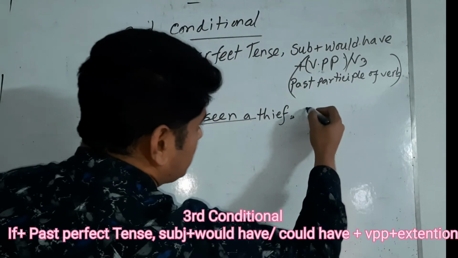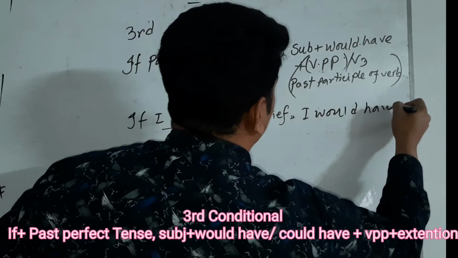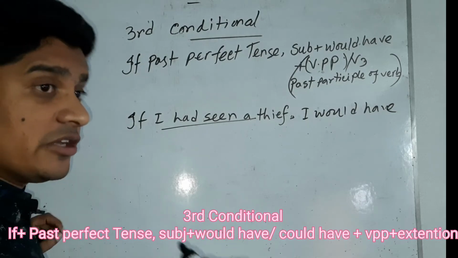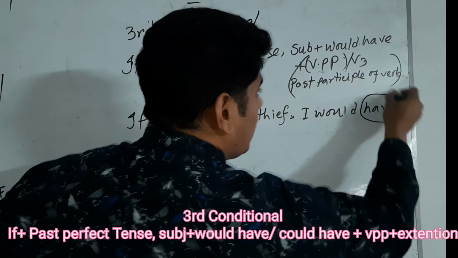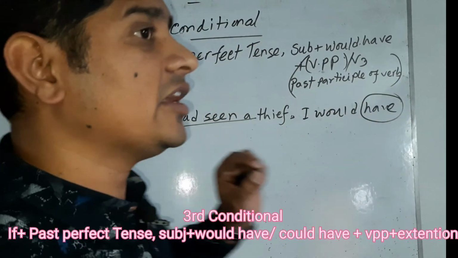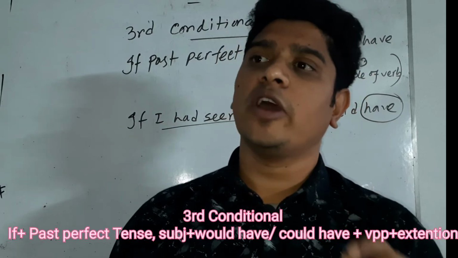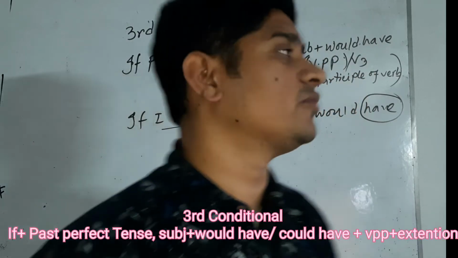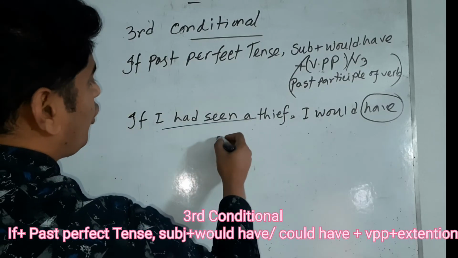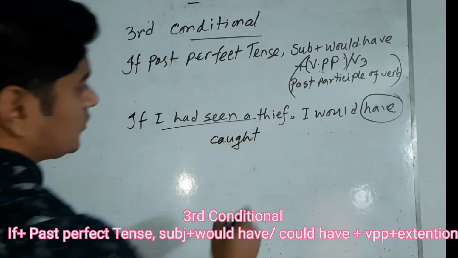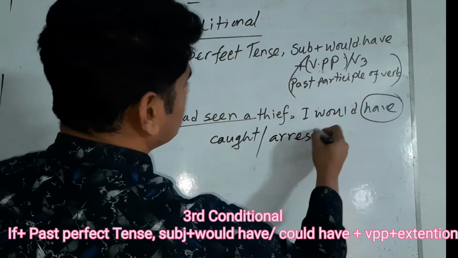So you have to use subject I, then you have to use would have. Then you have to use the verb, and the verb must be past participle form, because we know that after have, has and had, if you use any verb, you have to make it the past participle form of the verb. If I had caught him, I would have arrested him.